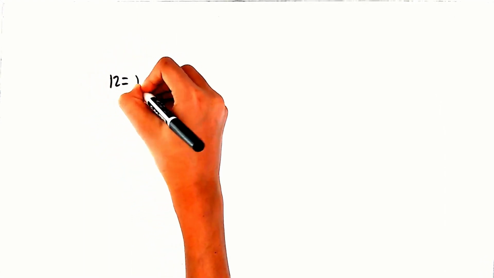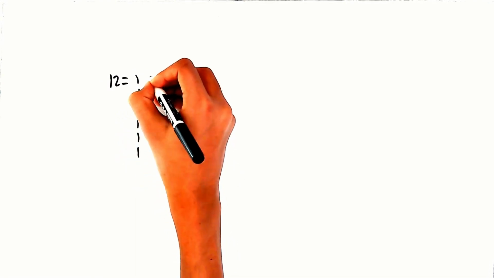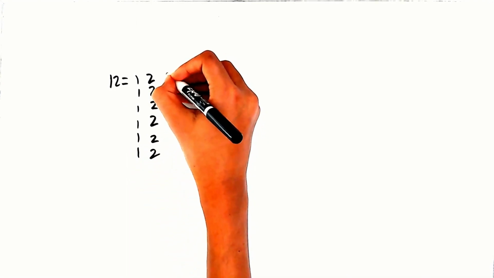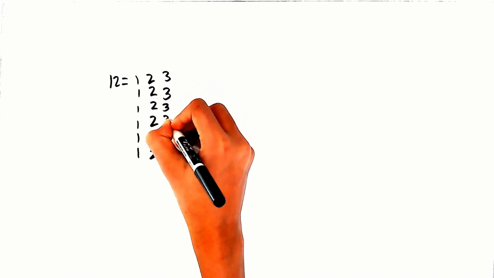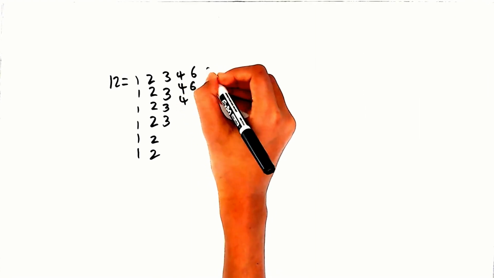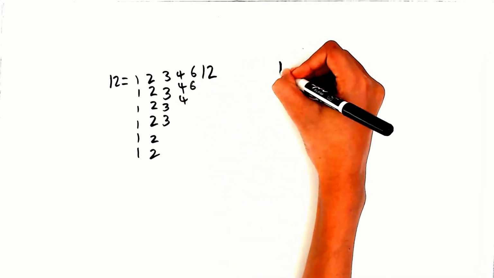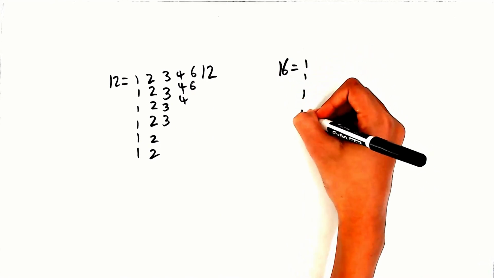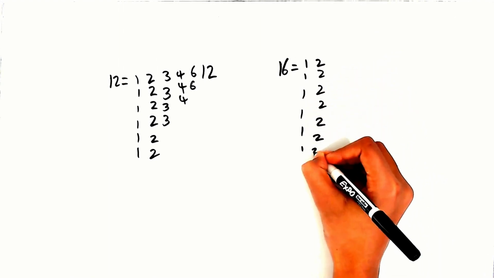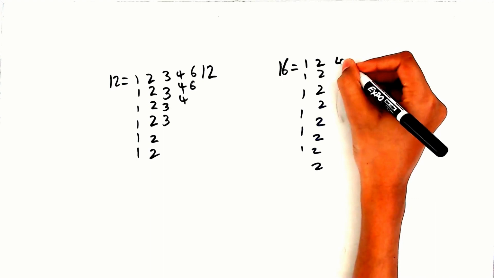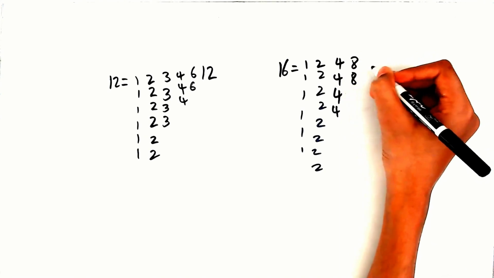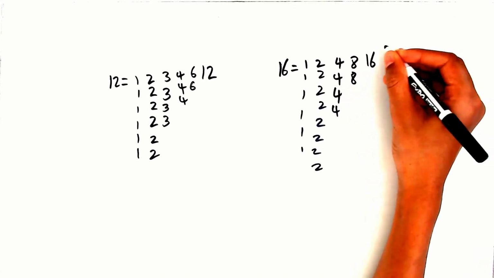So 12 can be written as 12 ones, 6 twos, 4 threes, 3 fours, 2 sixes, and just 12 as a whole. And now here, 16 can be split as 16 ones. It can also be split as 8 twos, and it can also be split as 4 fours, and it can also be split as 2 eights, and finally it can be split as 16 as a whole.